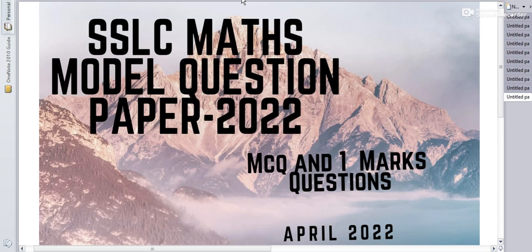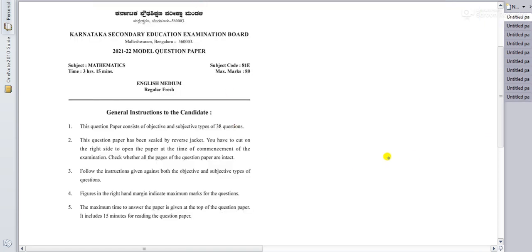Before that, let me tell you something important. Always try to read this instruction first before approaching the question paper.